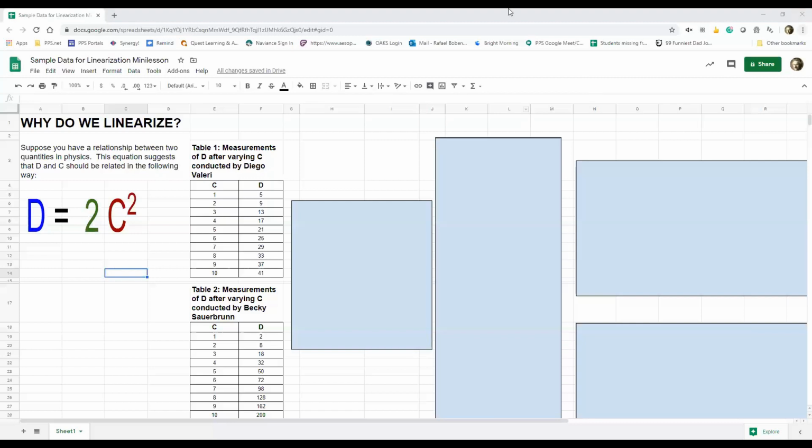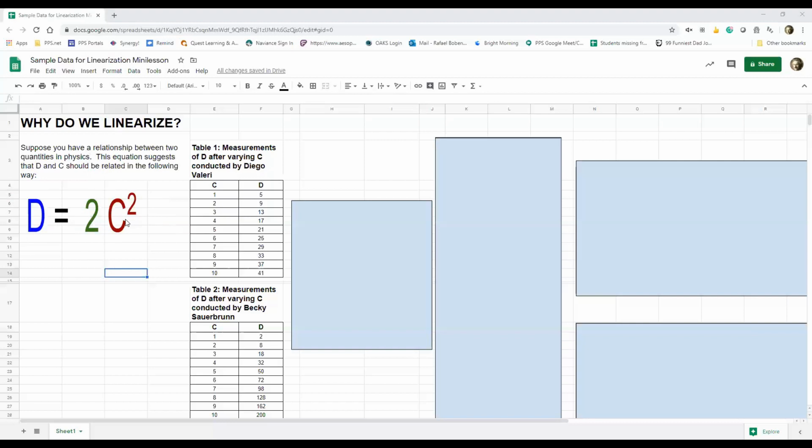Okay, so let's get into it. Let's say we have a relationship in physics, and these two quantities, quantity C and quantity D, and by the way, all this data is totally made up. This is for the purpose of illustrating these points. We know, or we suspect, that D equals 2C squared. In other words, this is an equation that we think governs how quantity C and quantity D are related to each other.